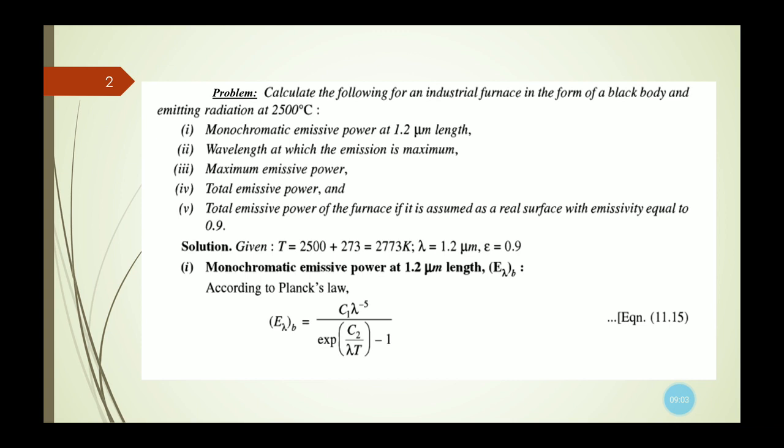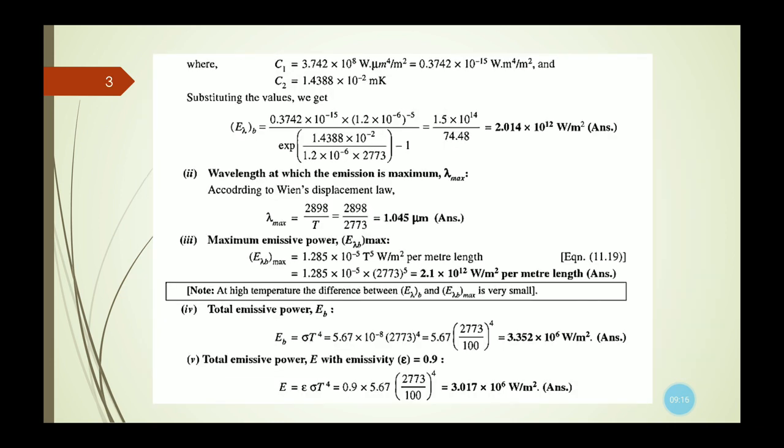So to solve this first numerical, we have used the concepts of different laws that we have studied in the case of radiation, like Planck's law for the first part. Then for the second part we used Wien's displacement law, and for the fourth and fifth parts we used the Stefan-Boltzmann law. So these three different laws we have used here.